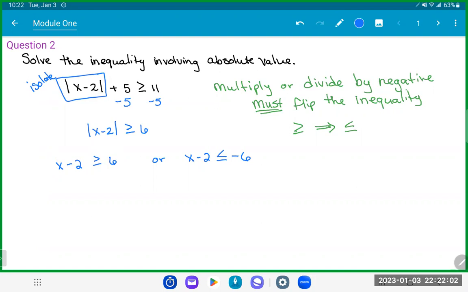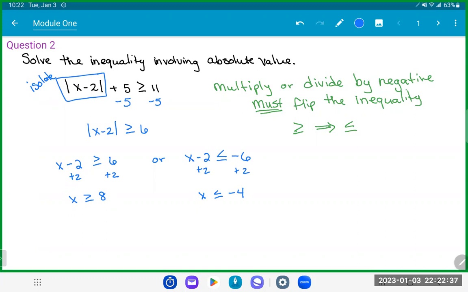Okay. So now I just need to solve each of these inequalities. If I add 2 to both sides, then I get that x is greater than or equal to 8. Or for the other one, adding 2 to both sides, I get that x is less than or equal to negative 4. Part of this problem said that we had to write this in interval notation.